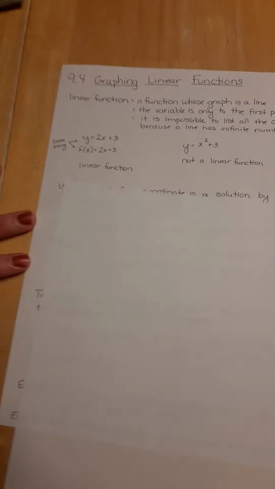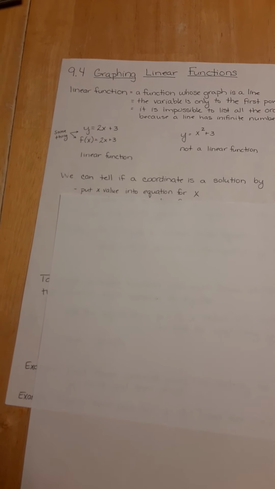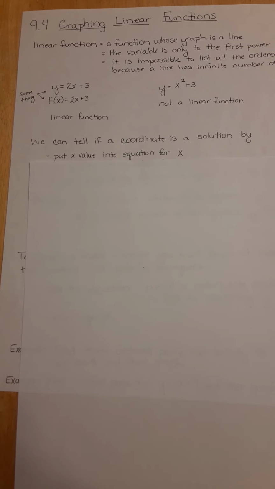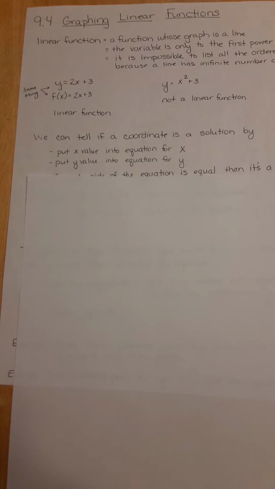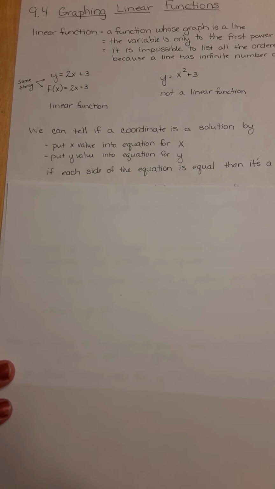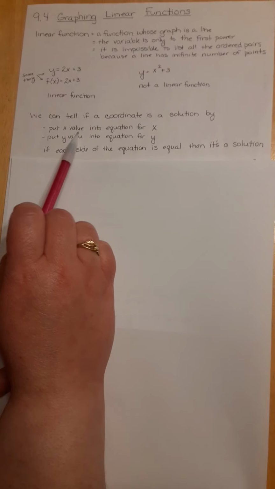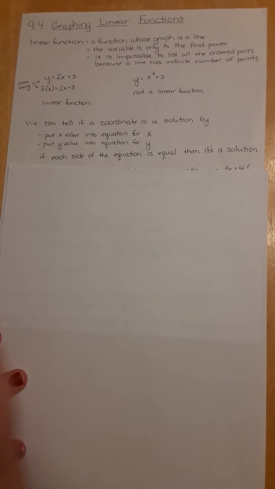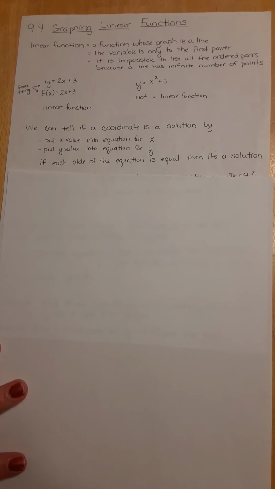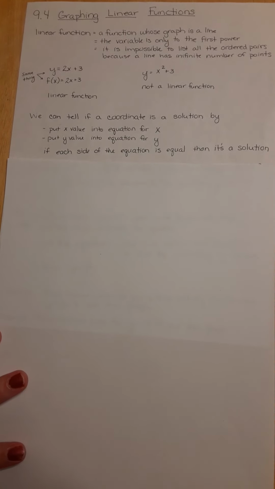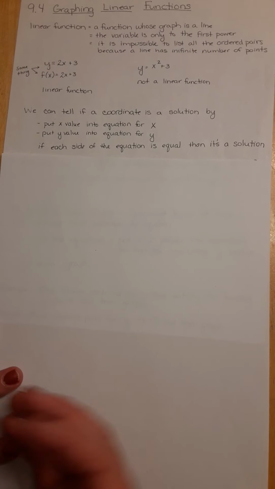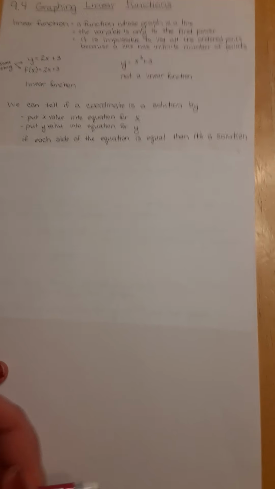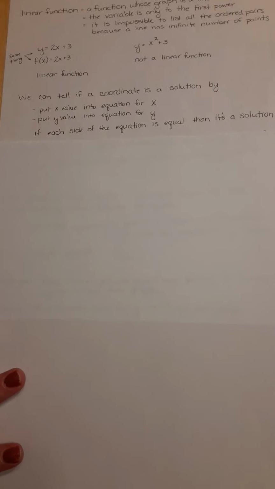Okay, so here we go. How do I tell if I'm given coordinates, how do I know if it's a true solution for a function? What I'm going to do is put my x value into the equation for x, and then I'm going to put my y value in for y. And then each side of my equation has to be equal to each other. For example, 3 equals 3. Those are both sides that are equal to each other, so then I would know those coordinates that gave me those answers were accurate for it.